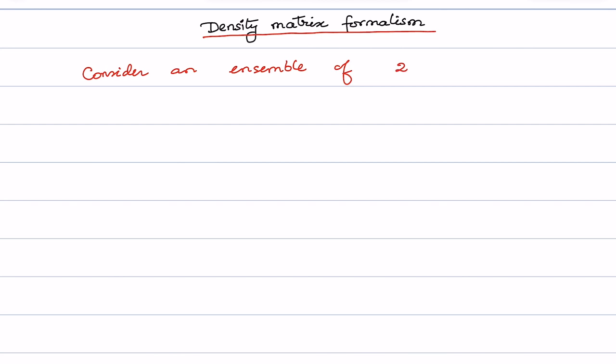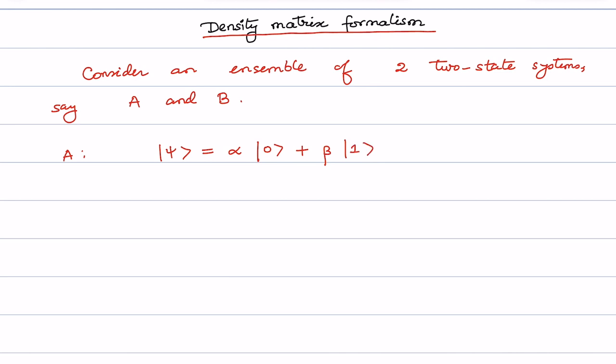Let us consider an ensemble of two-state systems, or two-level systems, say A and B. These two states are represented by two kets. System A is represented by this ket psi in the basis ket 0 and ket 1, that is, alpha ket 0 plus beta ket 1, because it's a two-state system. And you can define the system by this ket psi with classical probability, say p. I will explain what I mean by this in a moment.